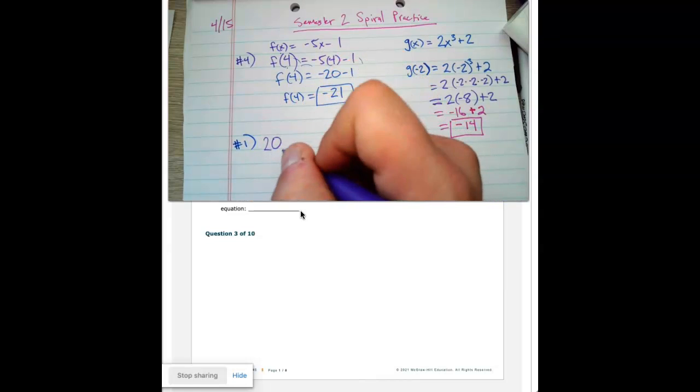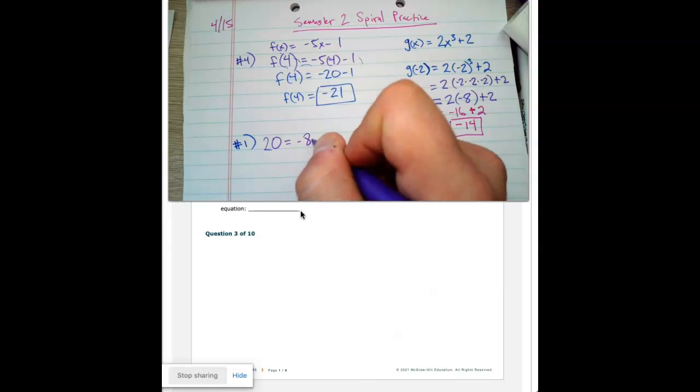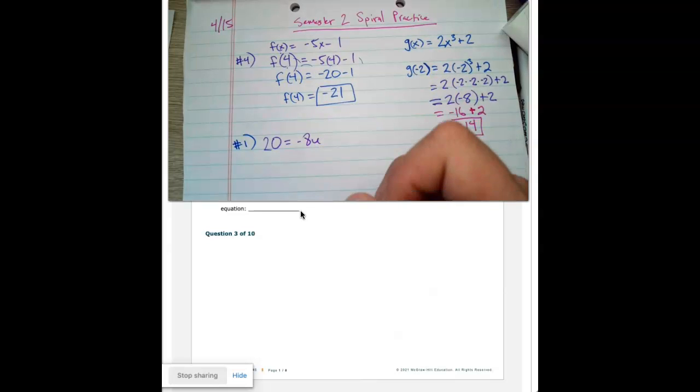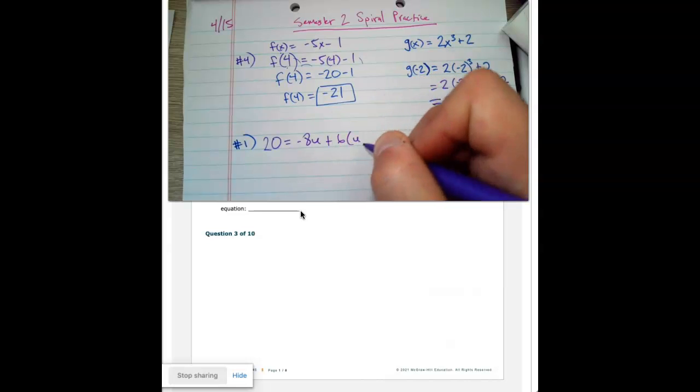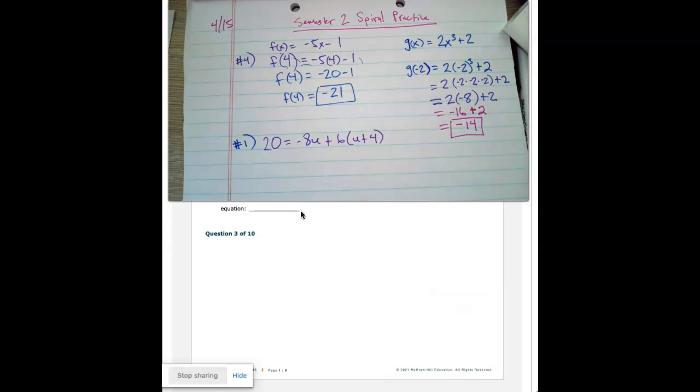20 equals negative 8u plus 6 times u plus 4. There's really only one thing this can ask you to do, and it is going to be to solve that equation. Of course, solve for u.